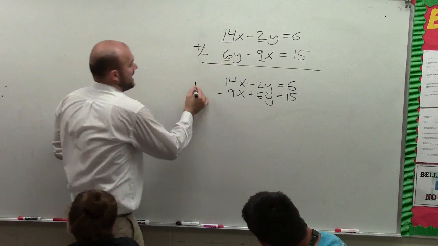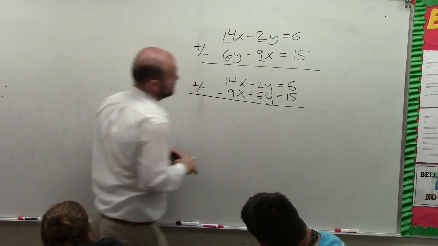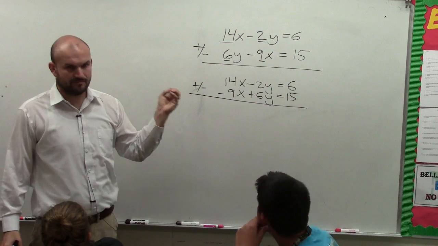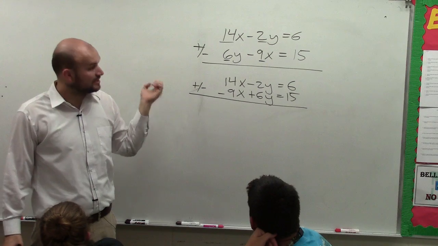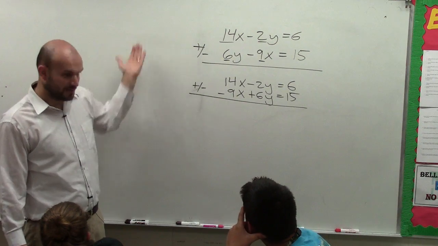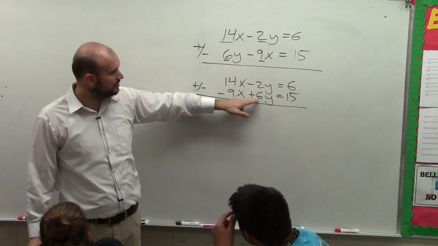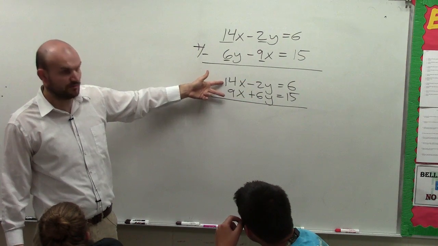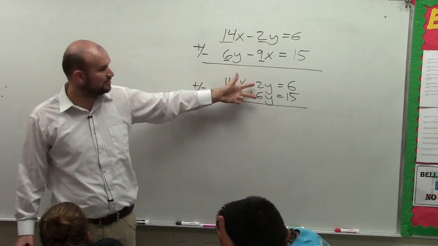Now, if I add or subtract these two equations, do I eliminate any of my variables? Do I get 0 as a coefficient by adding or subtracting? No. So that's a problem. So what we need to do in this case is you could either go back to substitution, or we need to find a common multiple for our coefficients. So we look at 9 and 14 and say, what's the common multiple of them? Or we look at 2 and 6 and say, what's the common multiple of 2 and 6?